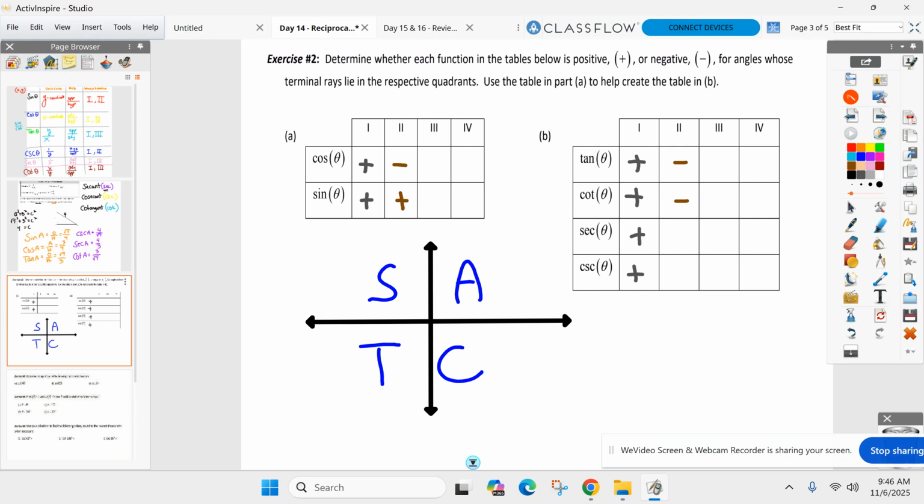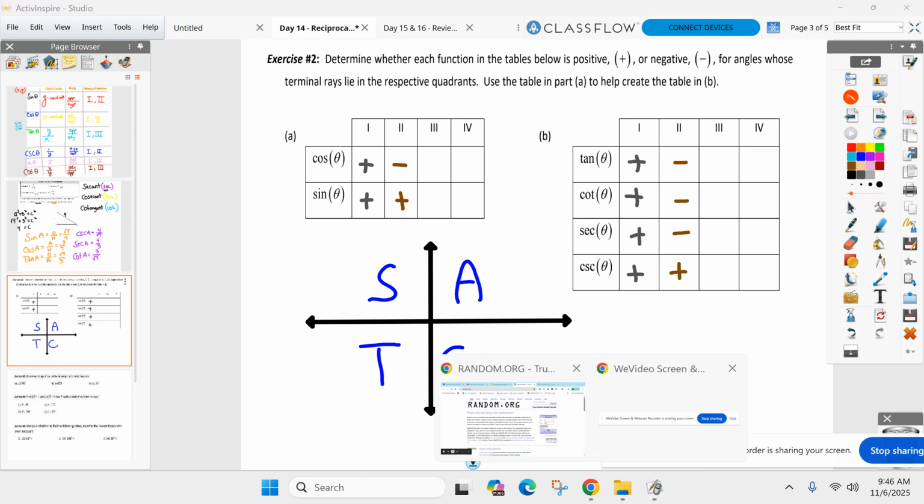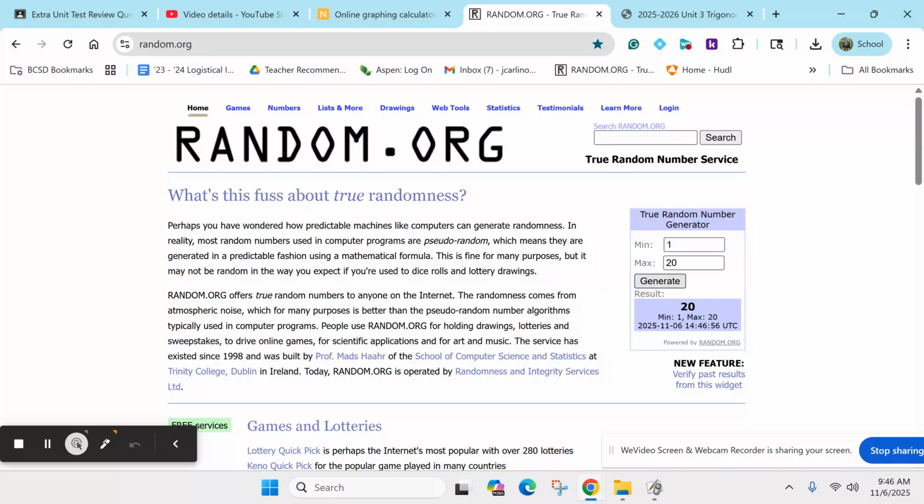Secant, SEC, what's it paired up with? What's it related to? Cosine. What'd you just tell me about cosine? Negative. Good. Cosecant related to? What'd you tell me about sine? So it's also positive there. It's the same sign as its partner. It's all good. Here we go.